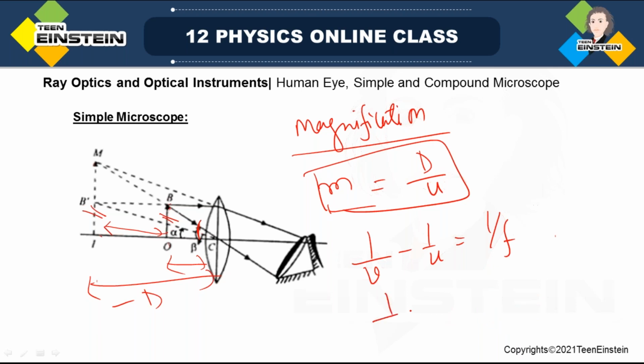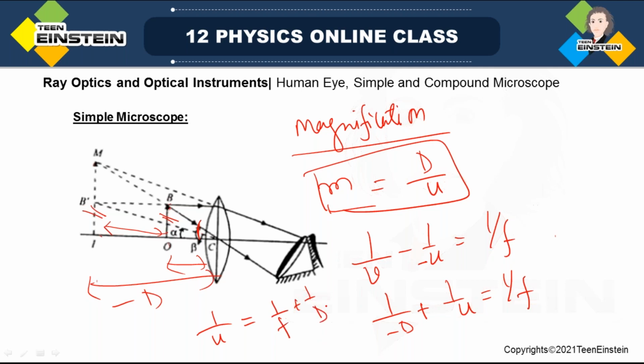See, 1 by V we know, that is minus D. So what we get, 1 by U is equal to... okay, U also was minus, so it will be actually eventually positive here. So 1 by U will be equal to 1 by F plus 1 by D.